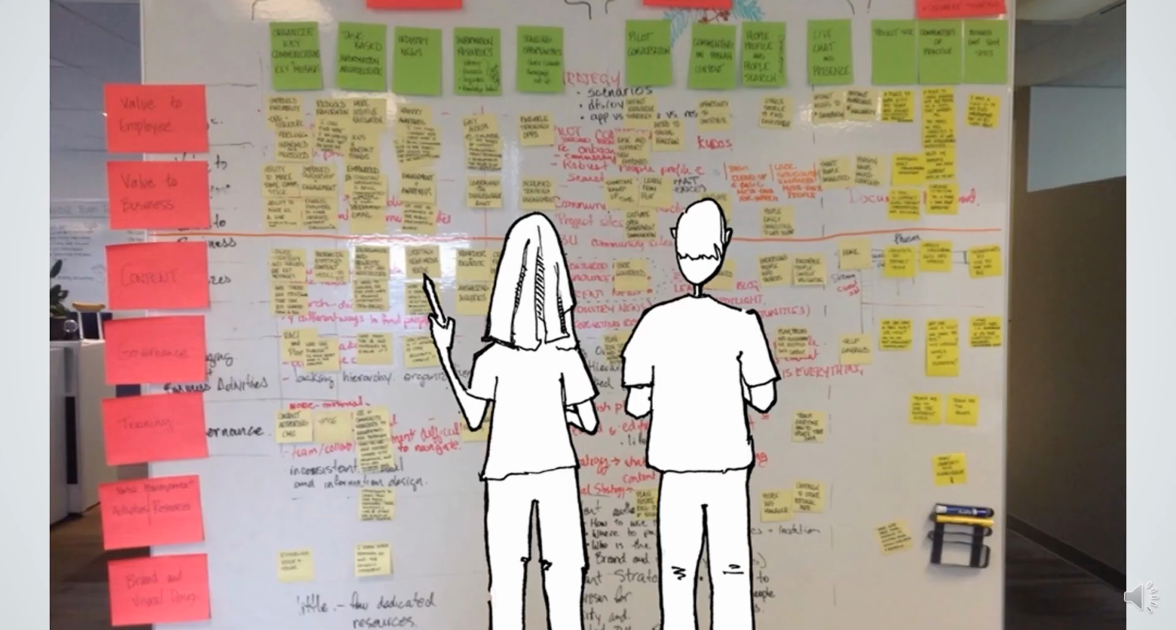Okay, so this is actually what it looks like. You can see here we have the big ideas. These are the green post-it notes along the top. We have the red post-its down the left-hand side. These are the row titles, value to the employee, value to the business, and so on. And then right in the middle here, the yellow post-its with the black writing on are the narrative for each of the big ideas.